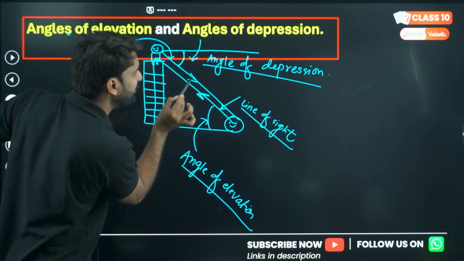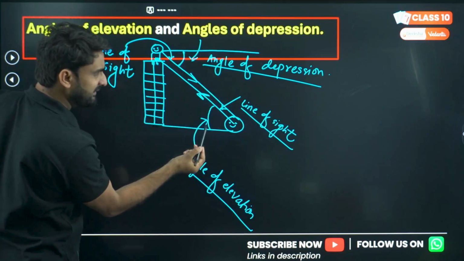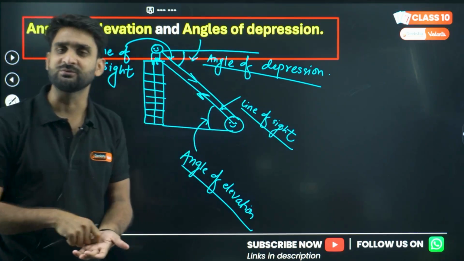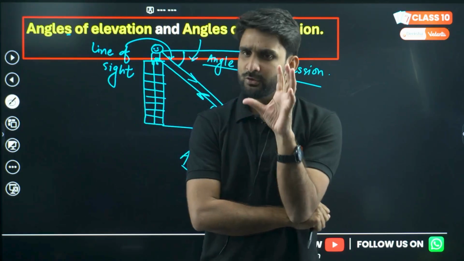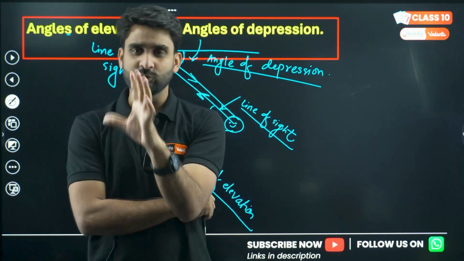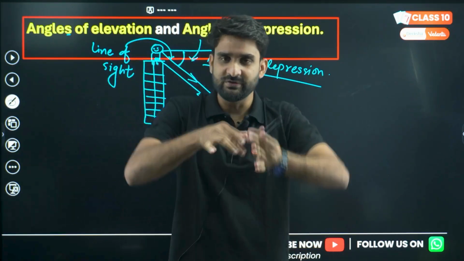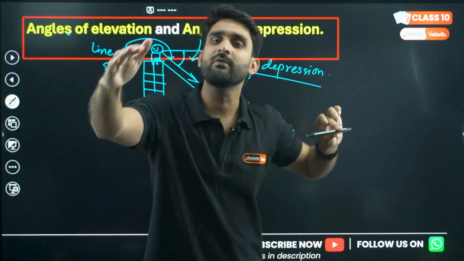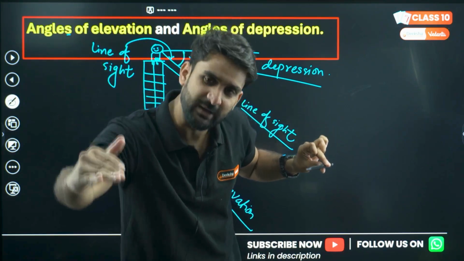Look at the angle of depression. If this is the line of sight of the person, the angle of depression is above the line of sight, and the angle of elevation is below the line of sight. The basic definition of angle of elevation: the angle which is below the line of sight is called the angle of elevation, and the angle which is above the line of sight is the angle of depression. So the angle of depression is always above the line of sight, and the angle of elevation is always below the line of sight.